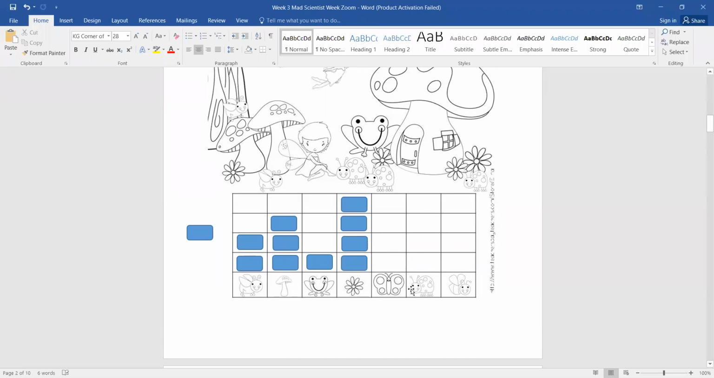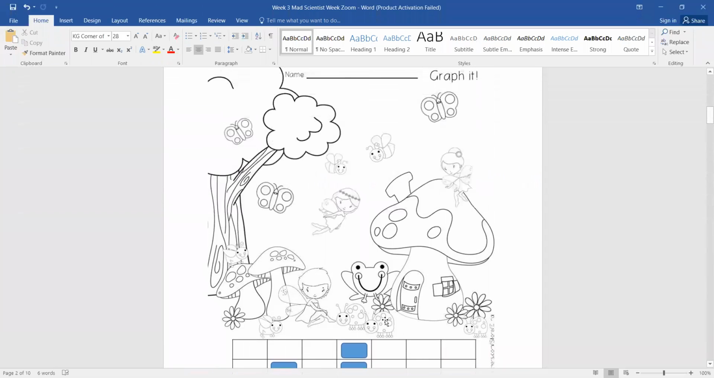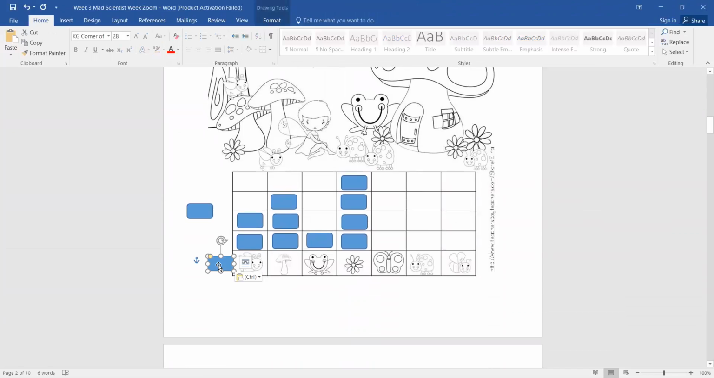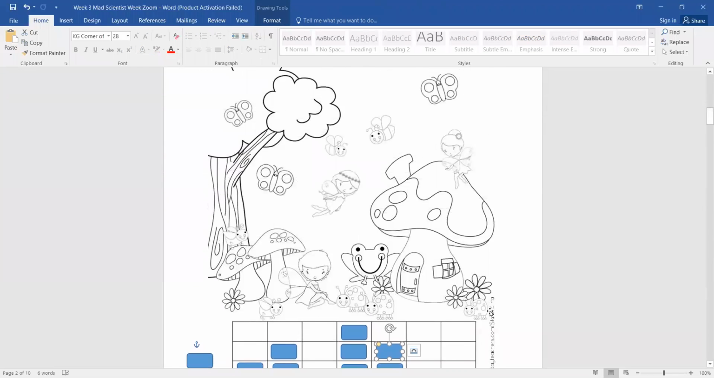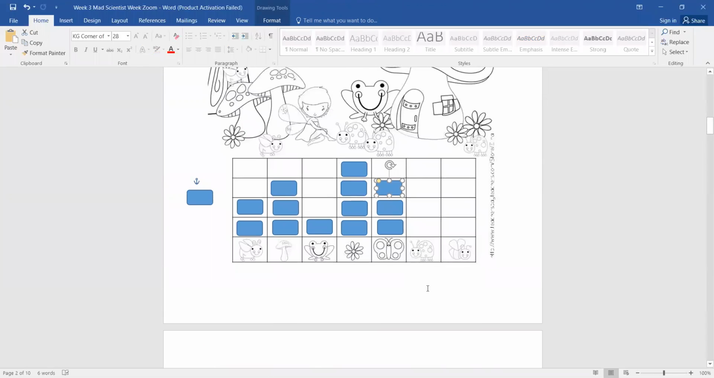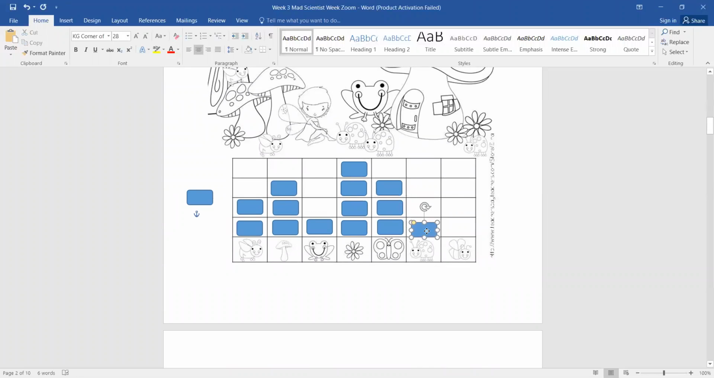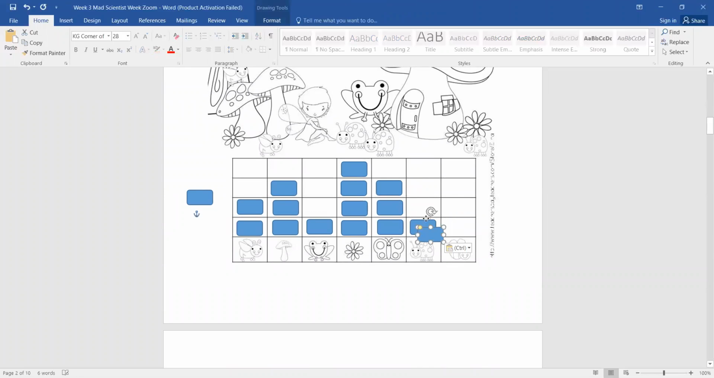Butterflies. How many butterflies do we see? I see 1, 2, 3 butterflies. So that means I need to graph 3 spots. 1, 2, and 3. And ladybugs. How many ladybugs do we see? 1, 2, 3 ladybugs. See any more? Nope. All right, so 3 ladybugs. 1, 2, and 3. And last but not least, bees.